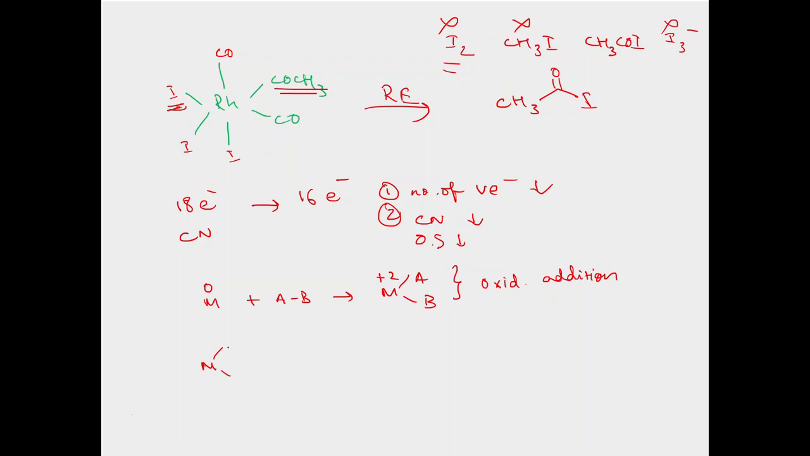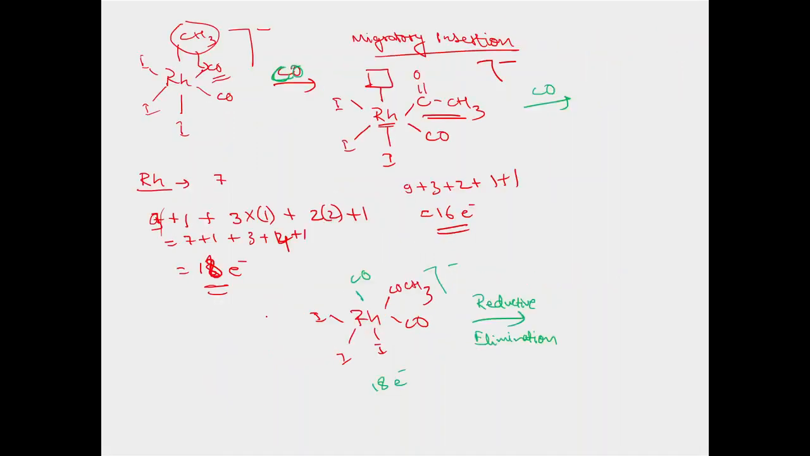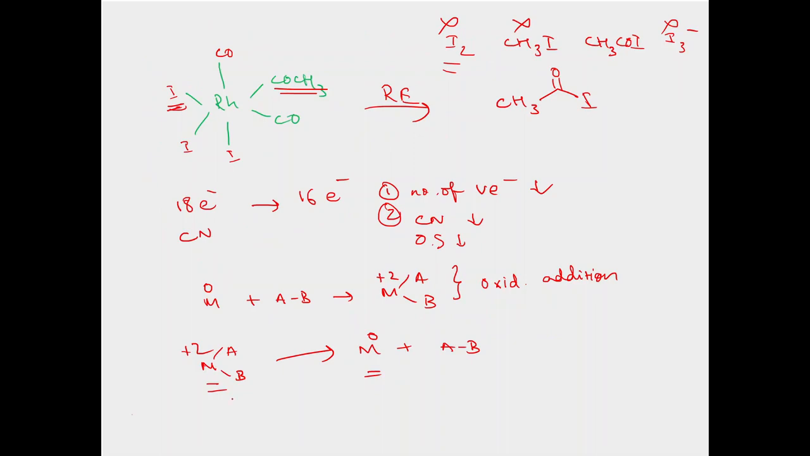That is, we are having MAB, and from here AB will come out and there will be this metal complex with whatever other things are remaining. So what happens in reductive elimination is the oxidation state decreases. Here A and B were coordinated, now A and B are coming out together, so the coordination number is also decreasing. As we saw in this case, earlier it is an 18 electron complex, but if CH3COI comes out, then it will become a 16 electron complex.